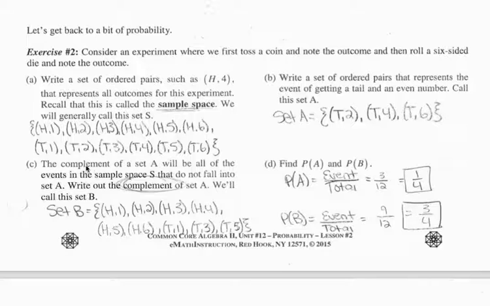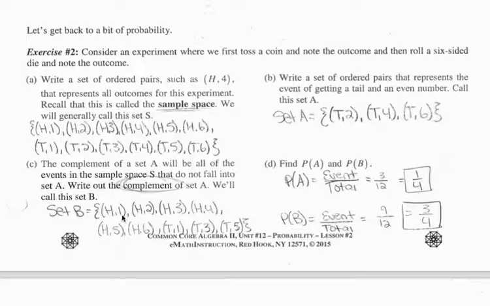Part C, the complement of a set. A complement of set A will be all of the events in the sample space S that do not fall into set A. So a complement is just everything that is a not scenario, which we learned about in the previous lesson. So if we want to write out the complement of set A, we're going to call it set B, but it's going to be everything in the sample space without those that are in set A. So there's going to be 3 less in set B than what was in the original sample space.